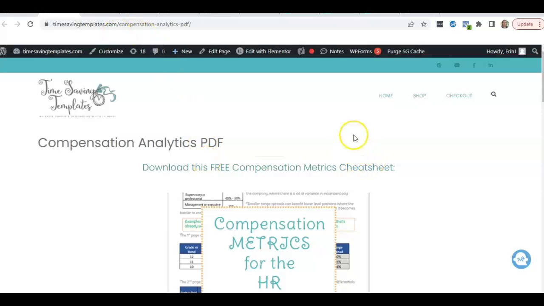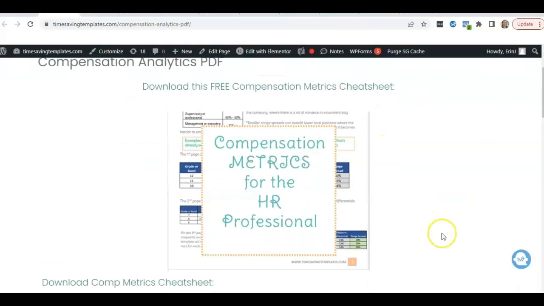You can find that cheat sheet just by going to timesavingtemplates.com/free resources, and it has a bunch of different metrics in it. But today I'm going to be going over one in particular, the position and range, also called range penetration, and we're going to go over what that means and how to interpret that.